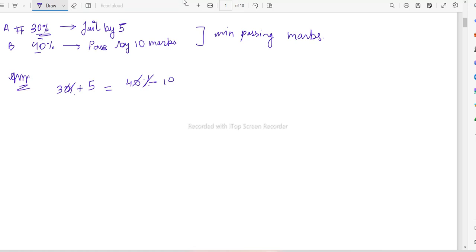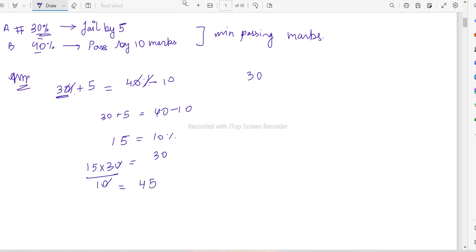Or rather, I'll not cancel this, I'll keep it like this. 40 minus 10. So if this percentage is going here, I'll get 10% is equal to 15. So 15 marks is 10%. Now if I have to find 30%, what would it be? 30% would be equal to 15 into 30 upon 10. So 5 threes are 15, 3 ones are 3, 45. So 45 is the value of 30%.